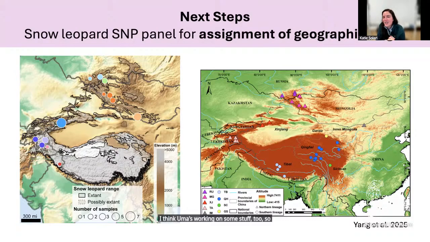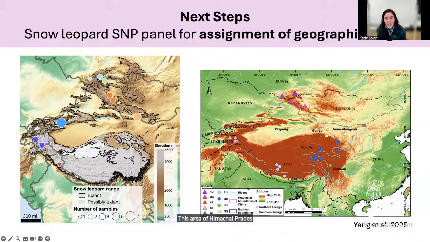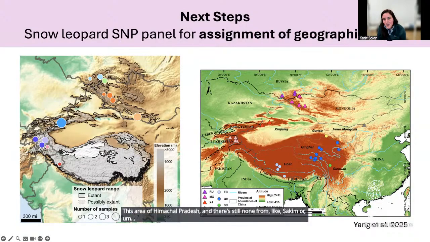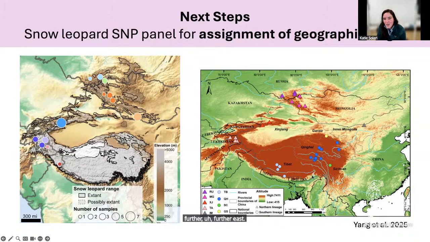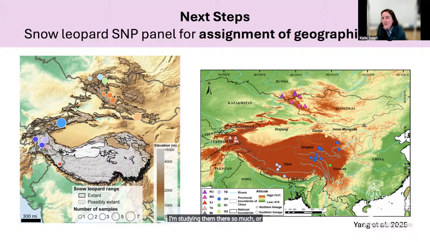So I don't know exactly, but I do think most of them are from this area of Himachal Pradesh, and there's still none from like Sikkim or further east, which yeah, I don't know what the deal is there. If people maybe just aren't studying them there so much or what.